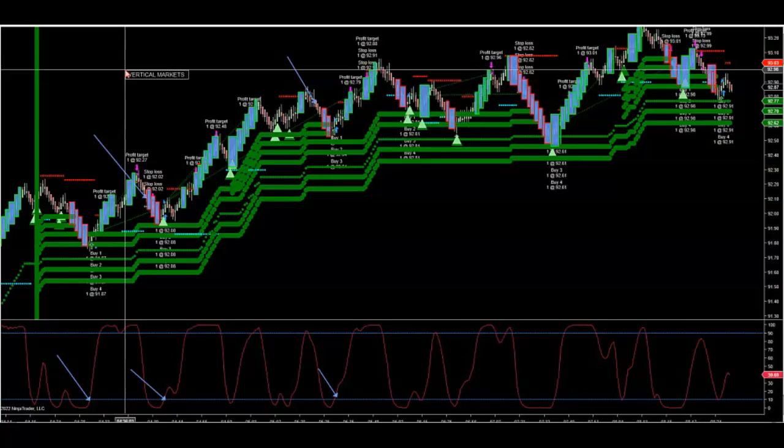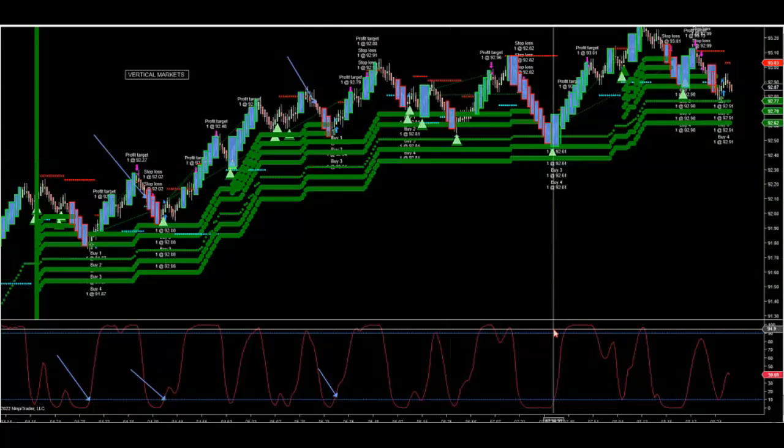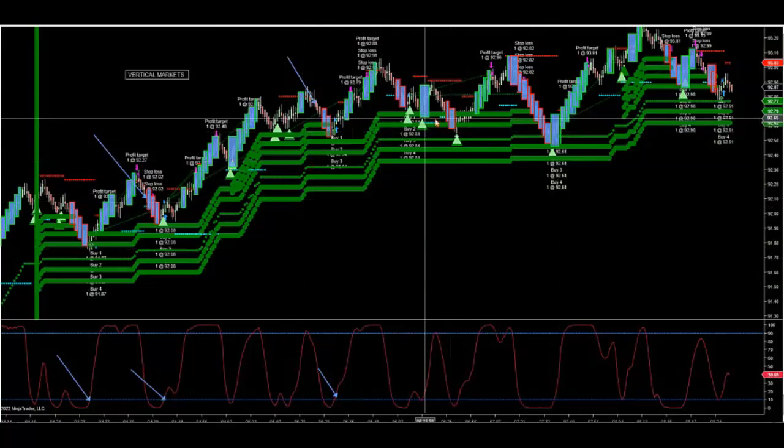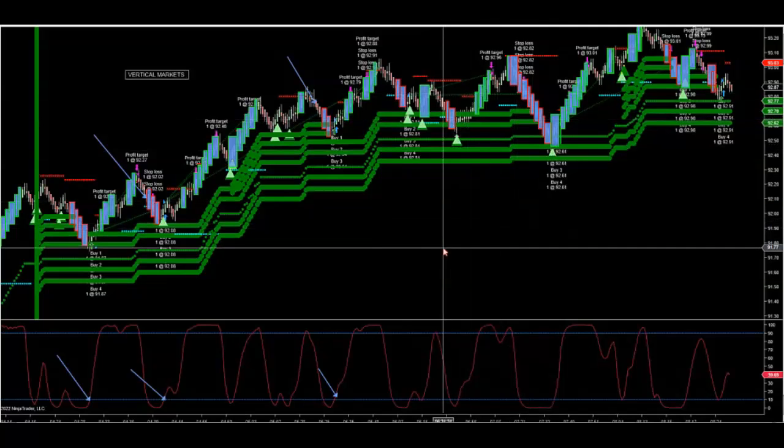Like this morning, it's been a vertical market on crude oil. They've just been buying retracement, buying retracement, buying retracement. As you can see, all these WPTs have been retracement buys.